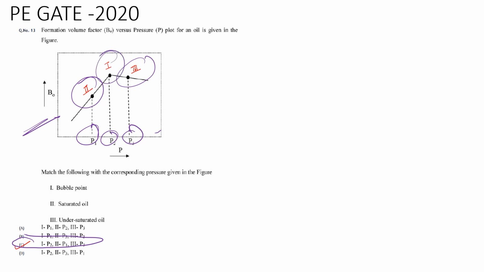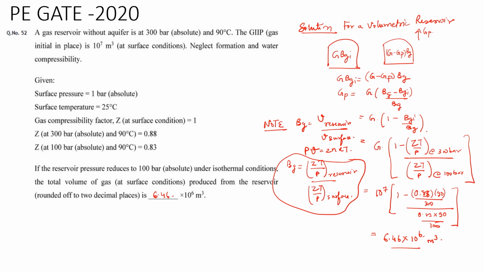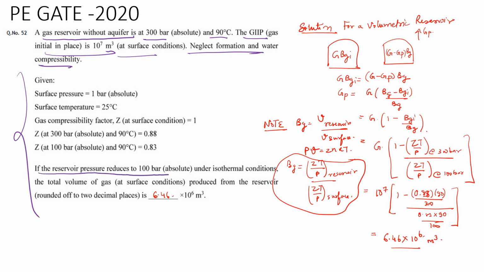Okay, let's move further. This particular question was asked in GATE 2020. Let's look at the question. A gas reservoir without aquifer is at 300 bar and 90 degrees Celsius. The GIP is given as 10^7 at surface condition. We need to neglect the formation and water compressibility. These are the given data, and we need to find out, if the reservoir pressure reduces to 100 bar under isothermal condition, the total volume of gas at surface condition produced from the reservoir. We need to find out what will be the total produced gas.